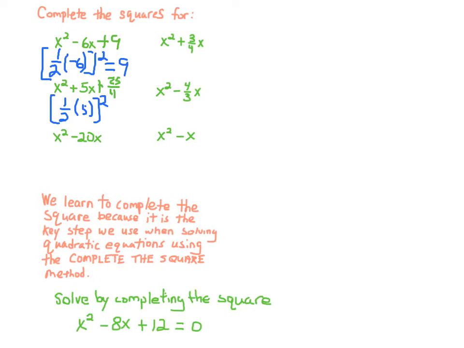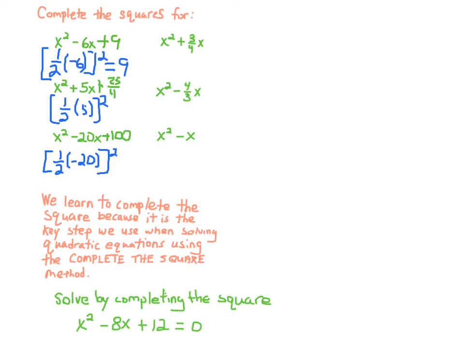Okay, so the next one is x squared minus 20x. So I'll want to take 1/2 of -20 and square that. Half of -20 is -10, so -10 squared is plus 100, which completes the square there.